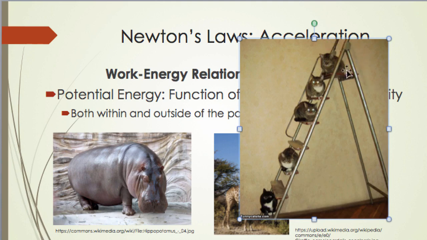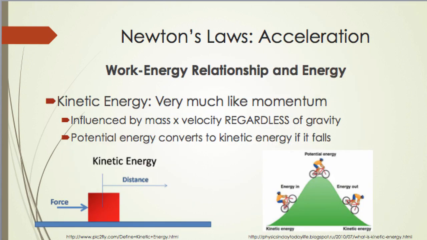Of course, it's going to be the cat on top. And the cat with the lowest potential energy is going to be here, right? So, assuming the same mass, potential energy is going to increase the higher from the ground the object becomes. Okay, so as opposed to potential energy, we also have kinetic energy, which is just essentially the same as momentum. So it's influenced by mass and velocity regardless of gravity. And potential energy is able to be converted to kinetic energy as it falls.